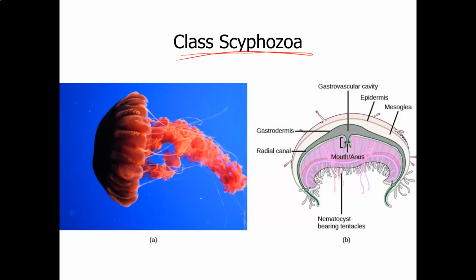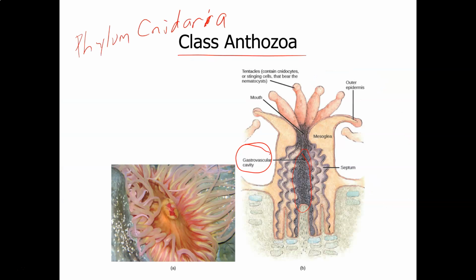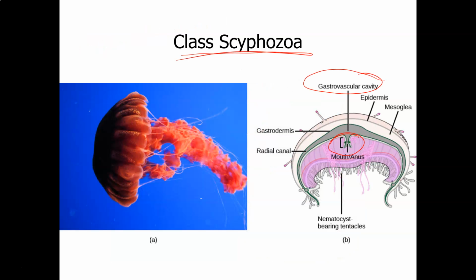It does have a gastrovascular cavity. Of course, all of them do. And this one shows you that it only has one opening for the mouth, and that same opening is considered the anus. So one opening for food, one opening for waste. And it's the same here. It just says mouth, but it's just one opening in all of these cnidaria.